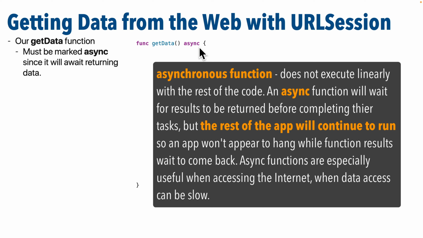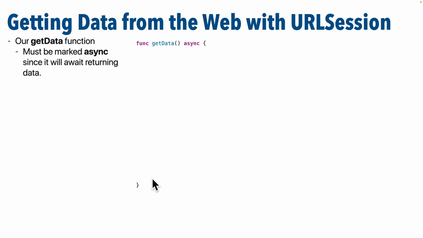So asynchronous functions are marked with the async keyword, and they don't cause the rest of the app to freeze or wait. The app continues to function, but when the results come back, the app will perform the rest of the code in this function.